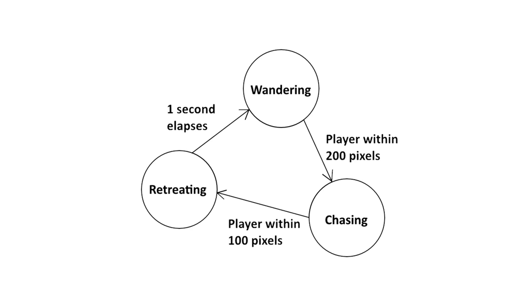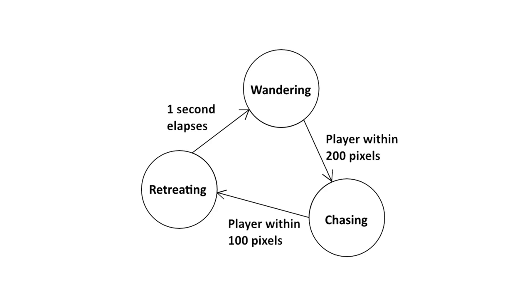So I'm wandering around as an enemy, and if the player gets within 200 pixels, I start chasing the player. But if I get close enough, if I get within 100 pixels, then I start running away. And after a second, I decide that I've forgotten that I was scared of the player, and I start wandering again. The point is not that this is a fantastic enemy NPC that you should implement in your RPG. It is instead another example of how we express states and remember different behaviors in each of those states.